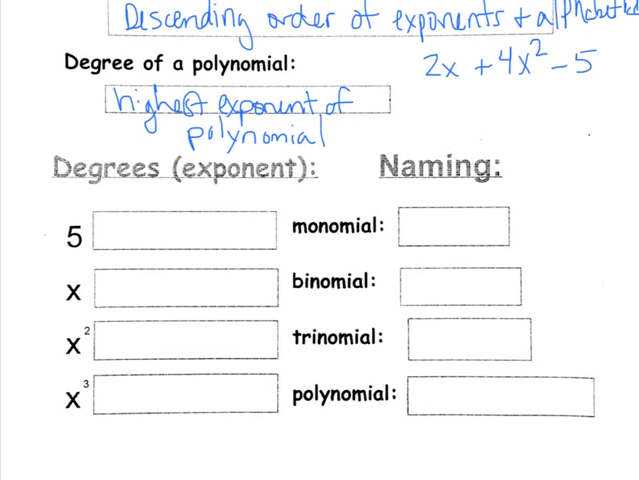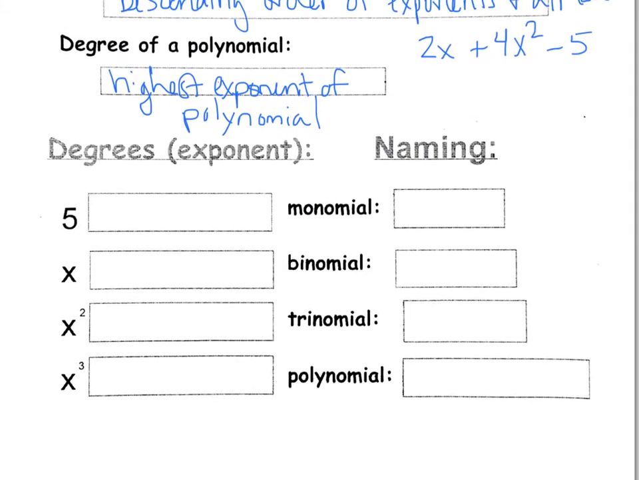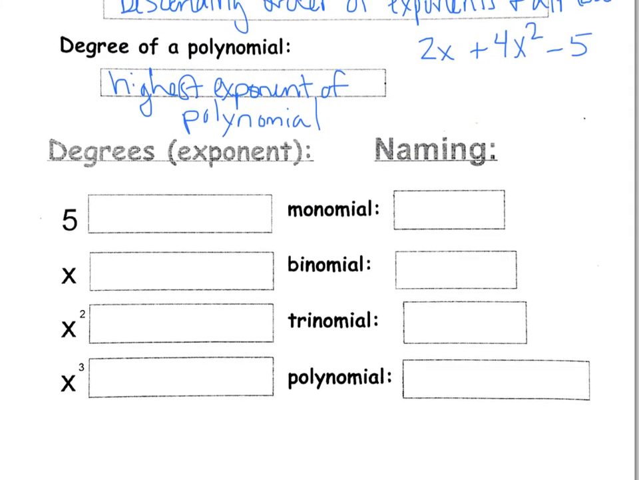Now we have degrees and then the names. So here is how we name a polynomial. We always name it by first the degree and then however many terms it has. I know it says naming, but this is degree and then amount of terms. Degree, amount of terms.